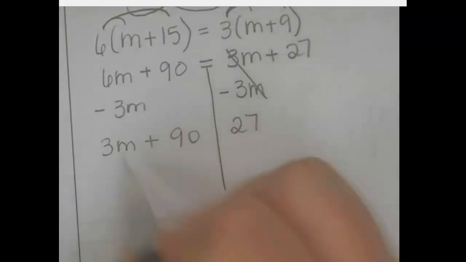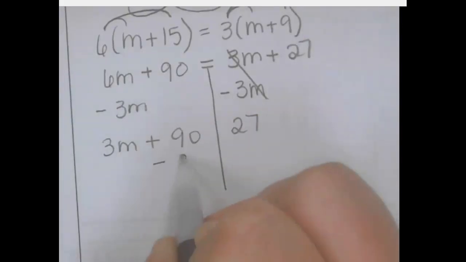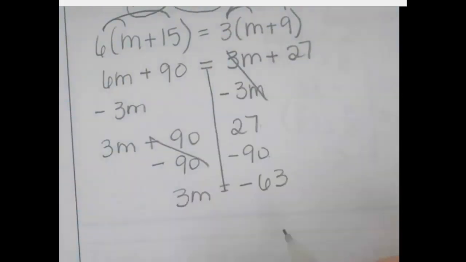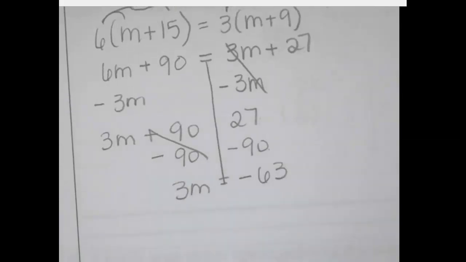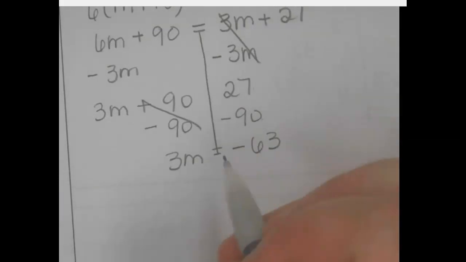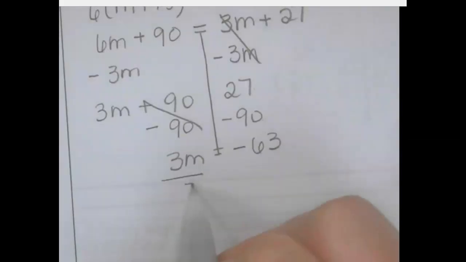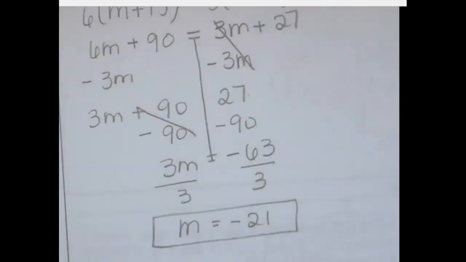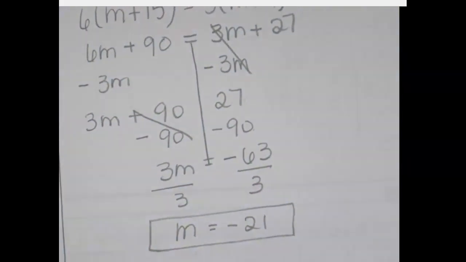I now have my variables on one side, so I need to work on moving just the numbers. So minus 90, minus 90, cancels, leaving me 3m. 27 minus 90 is negative 63. Divide both sides by the 3. And I get negative 21. Questions on that one?